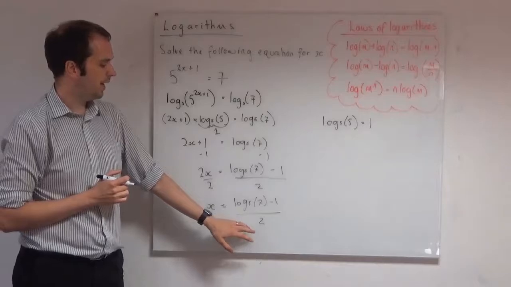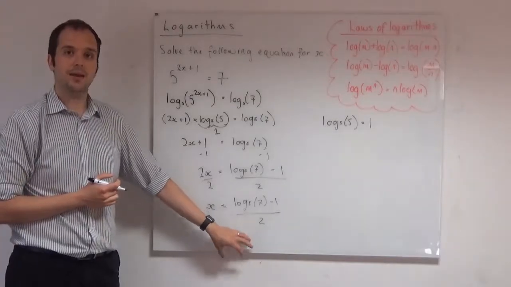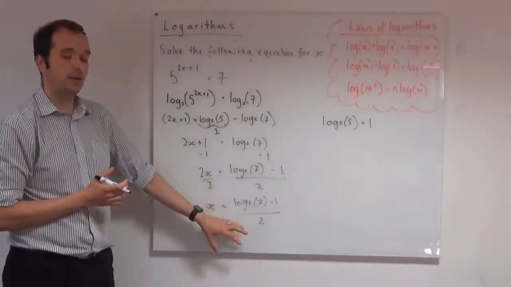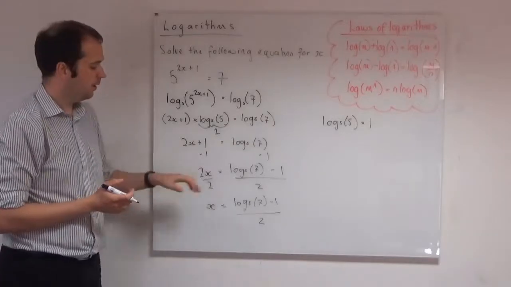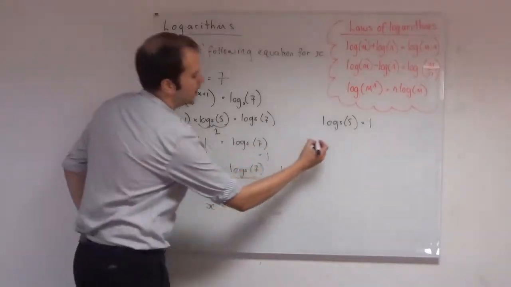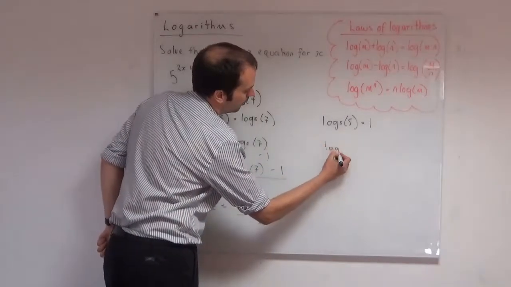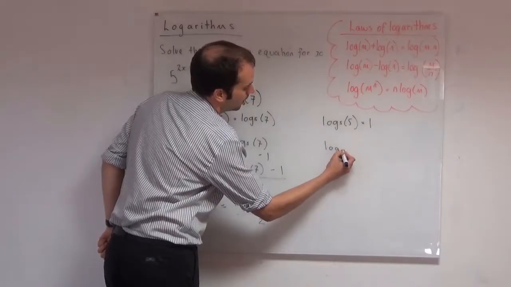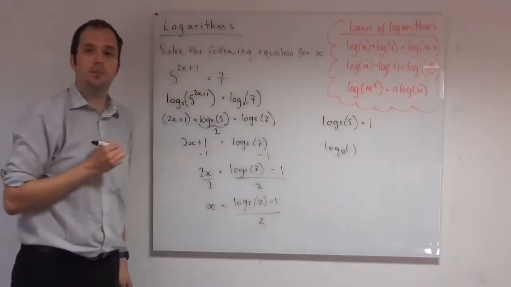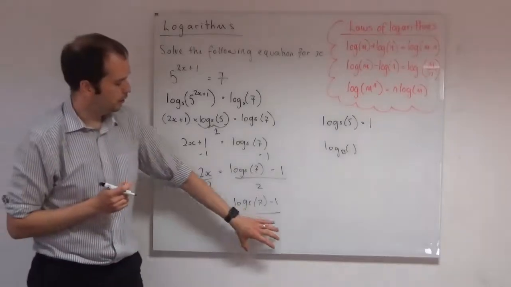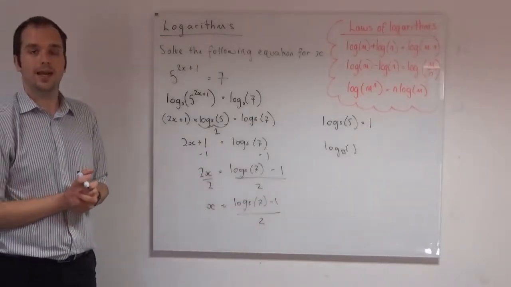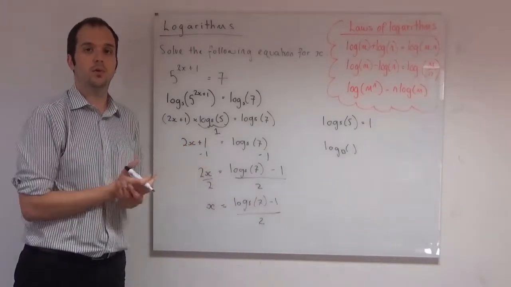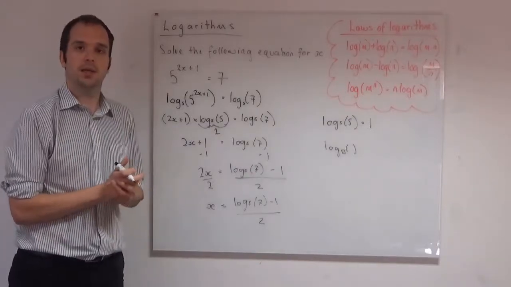Now I'm going to leave my answer in this form, it's exact. If you wanted to, you could just use your calculator and type it in. Remember, if you want to put in a specific base on your calculator, you use that button there. So you could type all that in and you could get an answer to 1 or 2 or 3 decimal places, whatever you require.